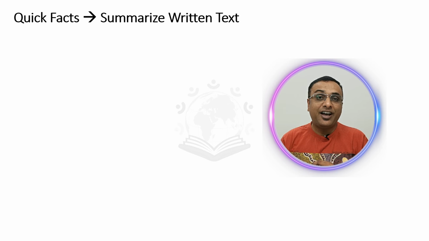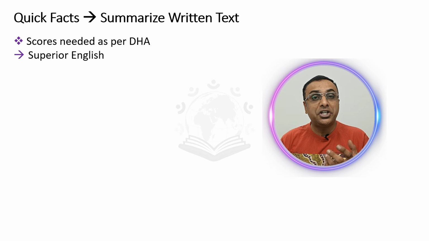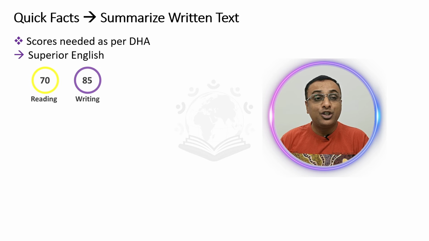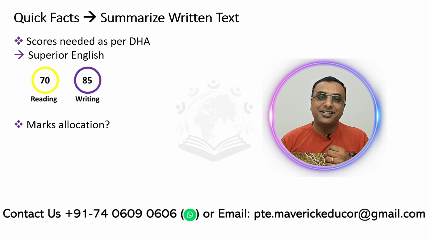Let's look at some quick facts for summarized written text questions, starting with the scores that you would need for superior English as per DHA. You would need 70 marks for your reading module and 85 marks for your writing module. Even though this question is part of your writing module, it will give you marks for reading and writing module both. Now let's look at the marks allocated for summarized written text question.